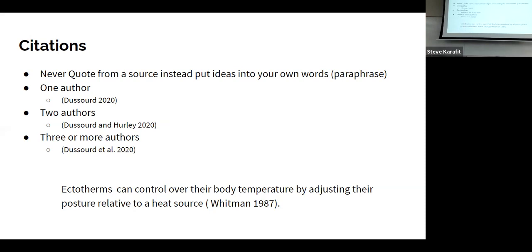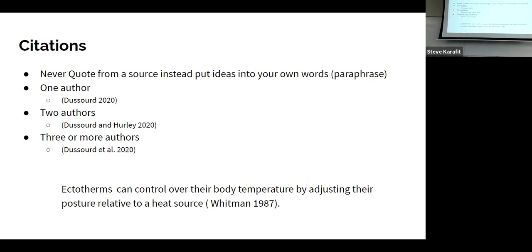So if it's just one author, you might have a sentence where some of that information is given, and you might cite like this, Desord 2020. That's the year the paper came out, right? If you read a paper by Dr. Desord from 2020 and it had information, that's how you might cite it. If there were two authors on that paper, you use both their last names. Whichever author is first on the paper, their name goes first.